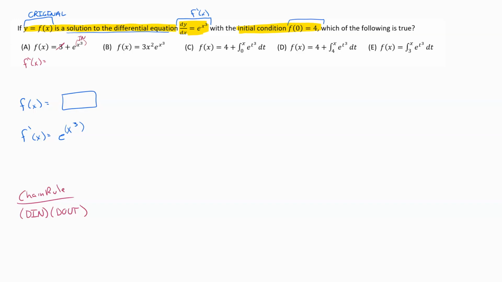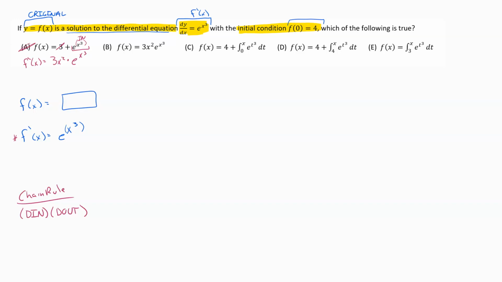So the in on this, the derivative of x cubed, would be 3x squared. And then the out here, the derivative of e to the x, just stays the exact same. And so now when I compare that to what I know my derivative is, that is definitely not my derivative, so A is off the table as an option.